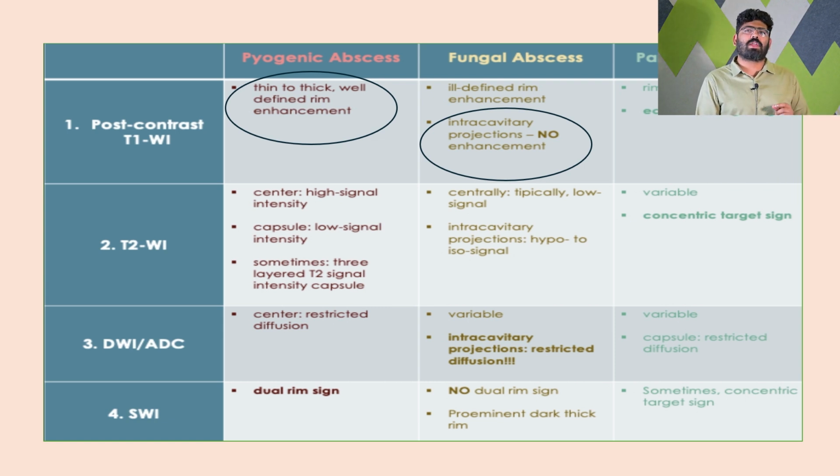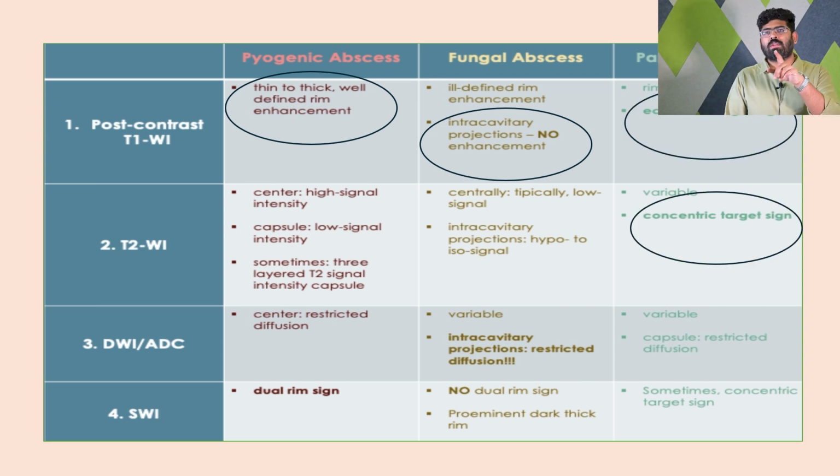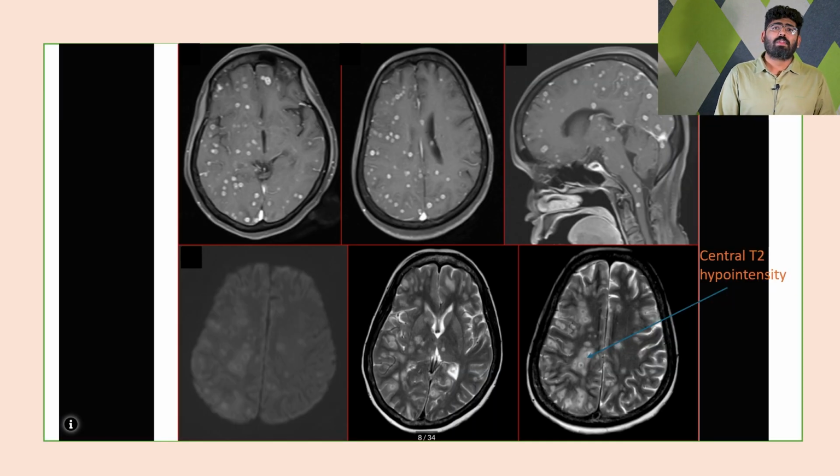What is this eccentric target sign? I will be discussing it in the next slide. It is a thrombosed vein which we see in the periphery of the cyst. In T2 you will see a concentric target sign, and the projections are hypo to iso-intense in signal, and sometimes, very rarely, you can see concentric rings. On diffusion, there is central diffusion restriction, and these both will show variable diffusion restrictions.